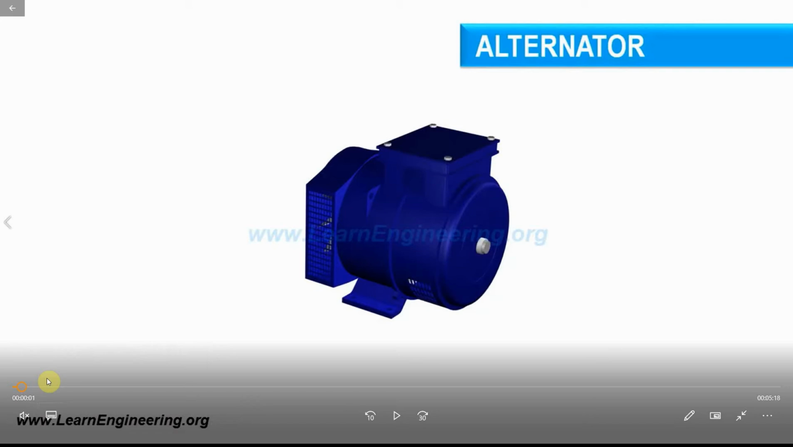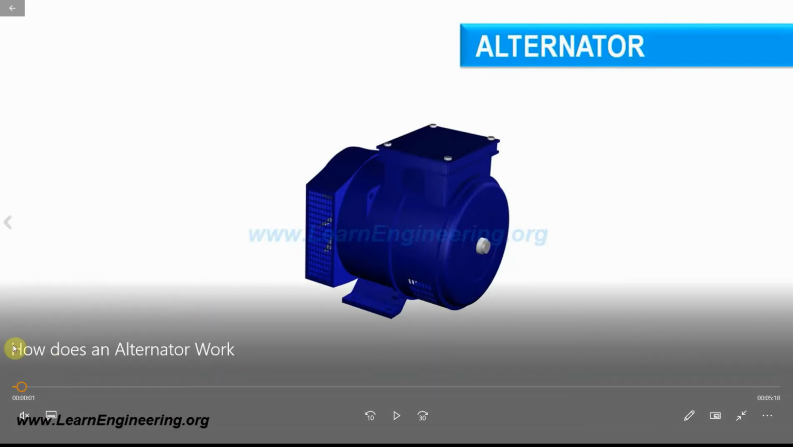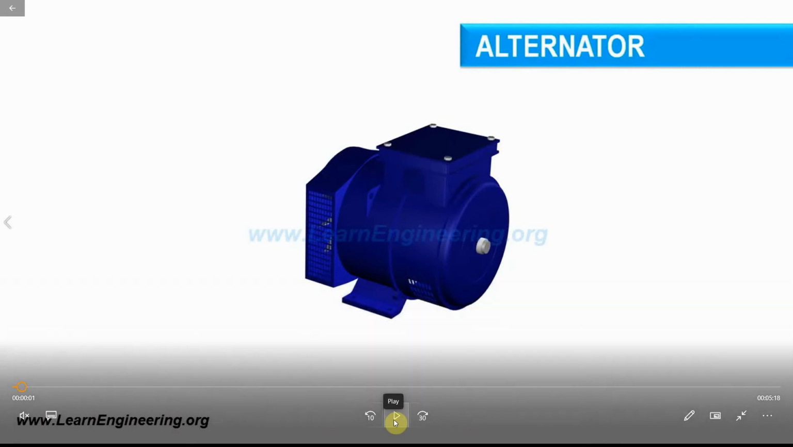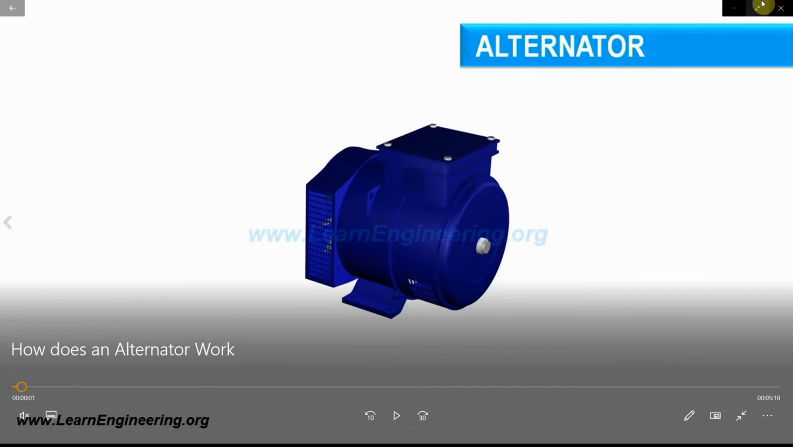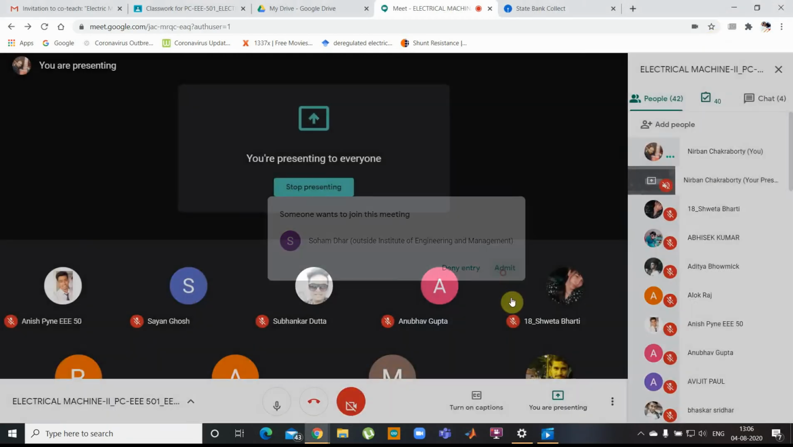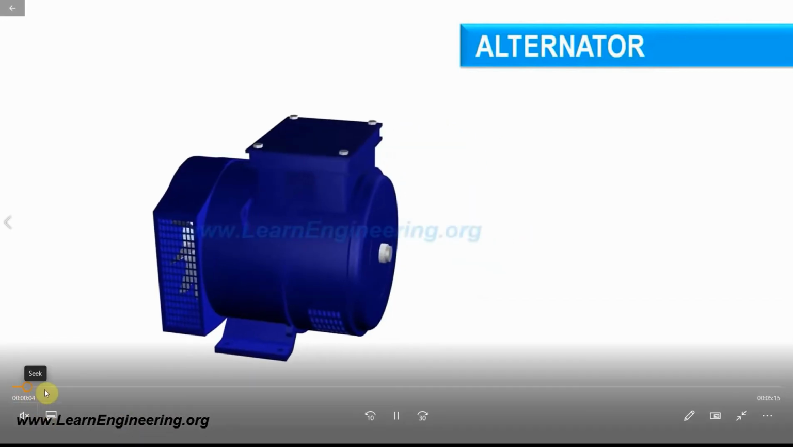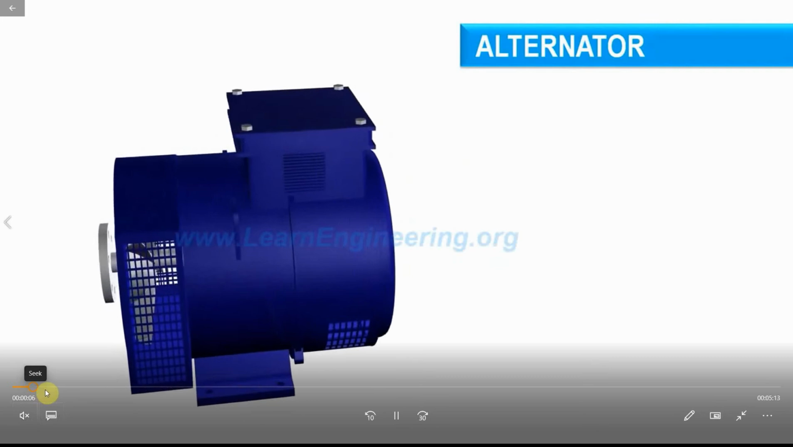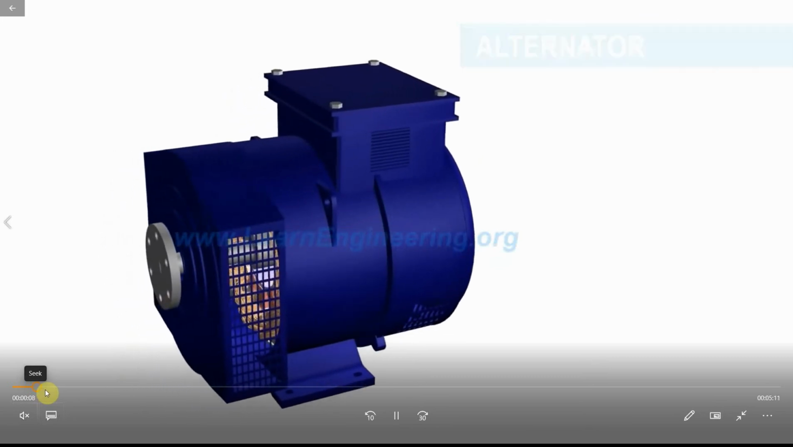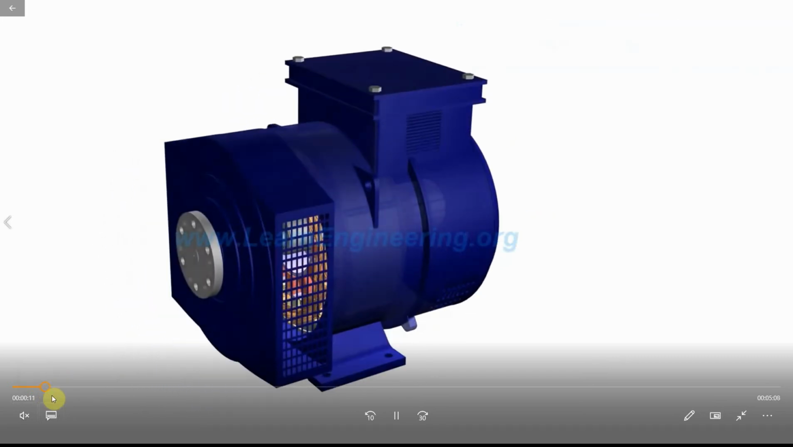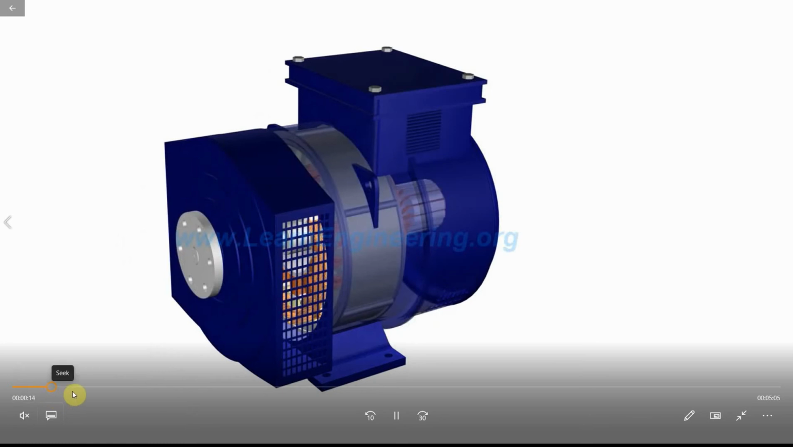So I will not totally run the video. I will run the video in particular places and show you how the alternator construction looks like. Alternator or synchronous generator. As I have shown you on the board in the last class, here I will show you how its construction looks like. Is the video running properly? It's breaking. Okay, no problem. I will pause it in a particular place.